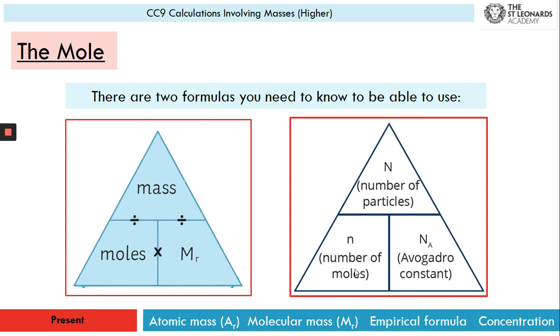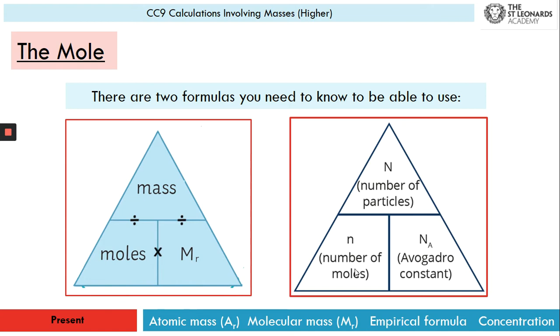So if I had, for example, carbon dioxide, carbon has got an atomic mass of 12 and oxygen has got an atomic mass of 16. I would add them up. So carbon dioxide is 1 carbon and 2 oxygens. Okay, so you'd add them up and that would give you your relative formula mass.